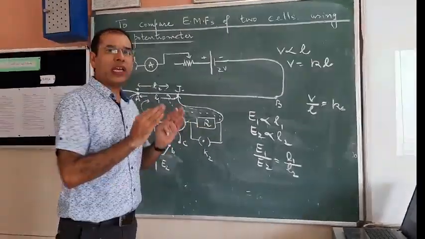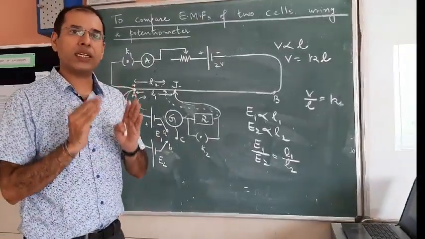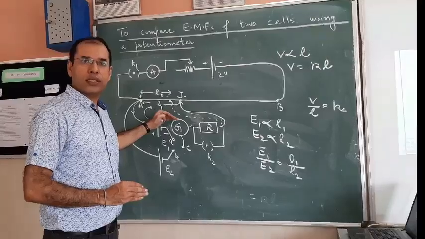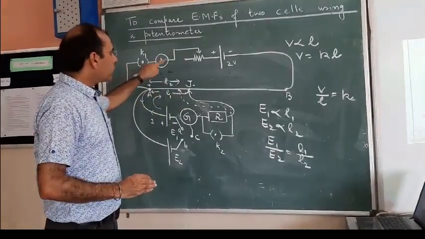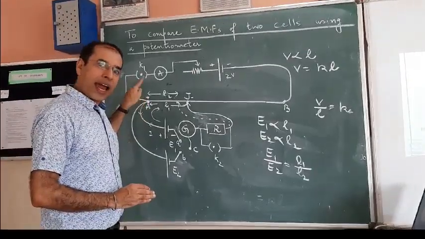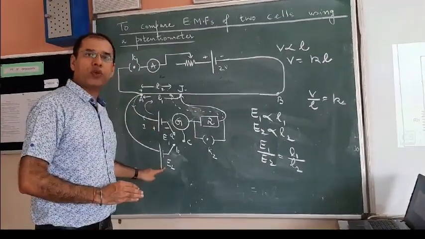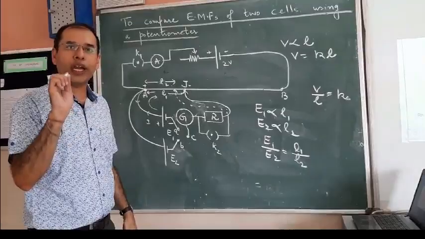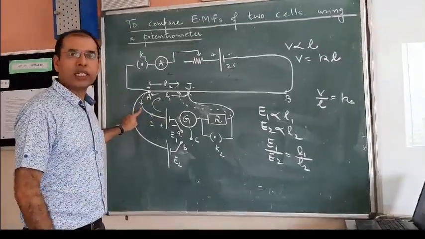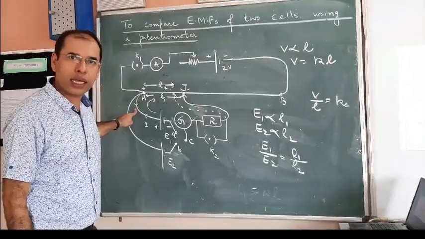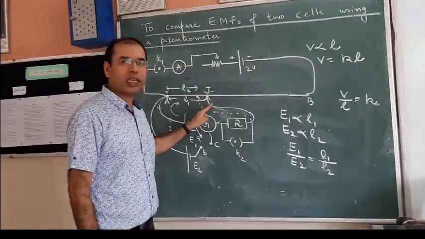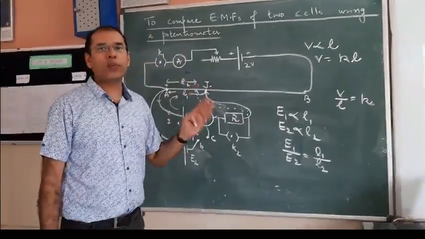Now, here a very important point needs to be remembered. For cancellation of the two currents, the positive of the battery is connected to point A, and at the same time the positives of the two cells should be connected to the same point A, so that the two currents are in opposite directions and can cancel one another. Otherwise, cancellation will not be there and you will not get this null point.